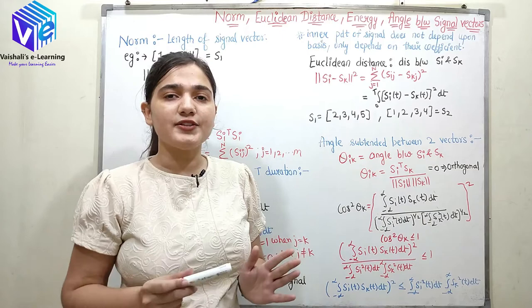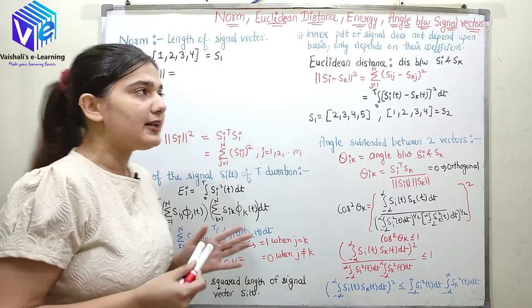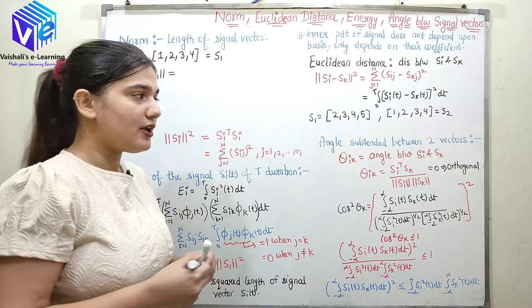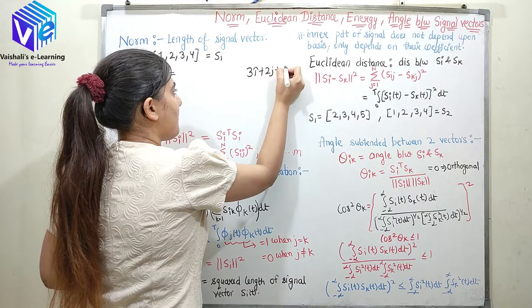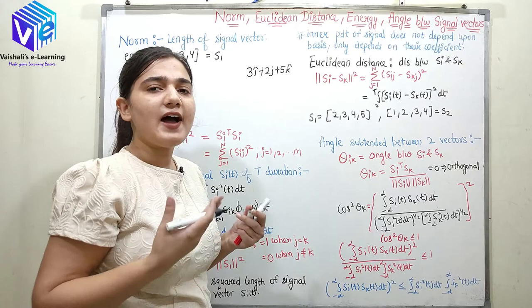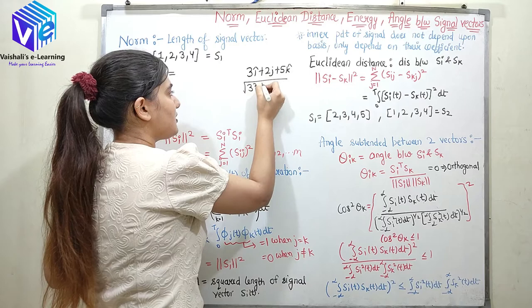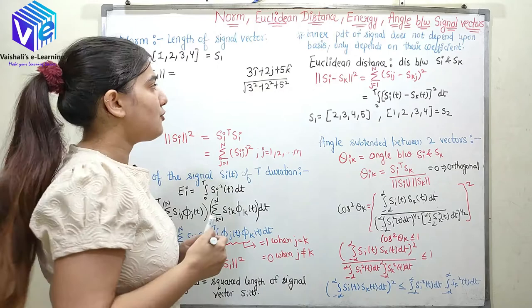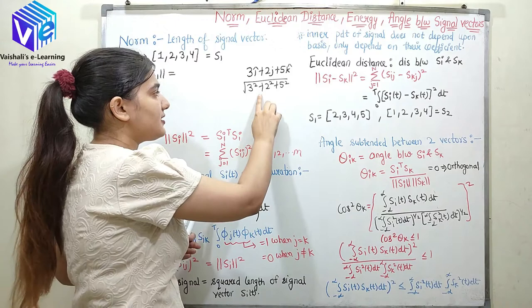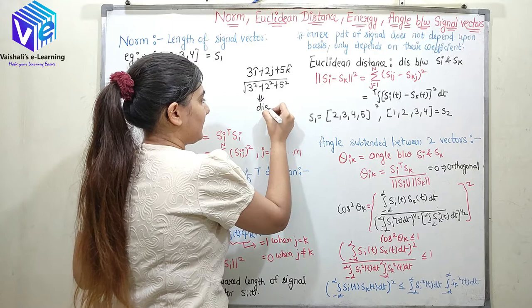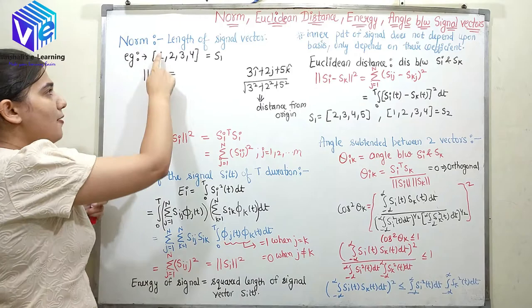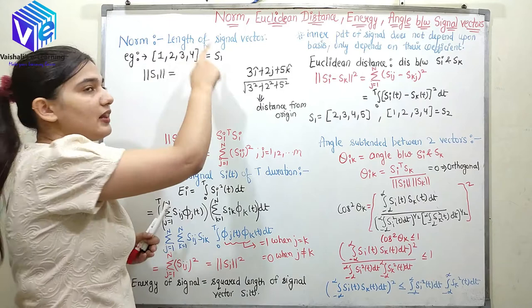If I talk about linear algebra, the norm denotes the length of the signal vector. If you remember, if I have 3i plus 2j plus 5k, this is any signal vector. If I need to find out its distance, how I used to find out its distance, it was equal to 3 square plus 2 square plus 5 square under root. Similarly here I'll be finding out the distance. What is this distance denoting? This is the distance from the origin of the vector. Similarly, norm denotes the distance from the origin. It will denote the length of the signal vector.